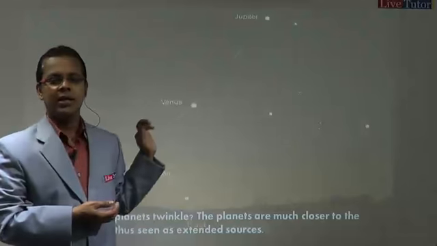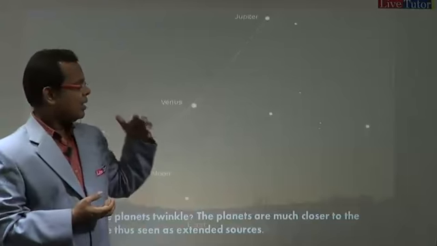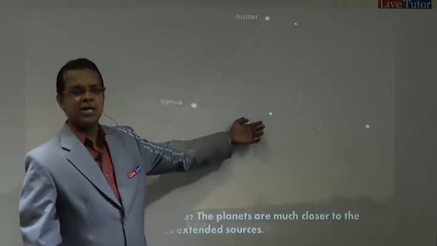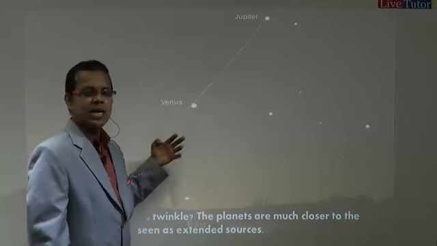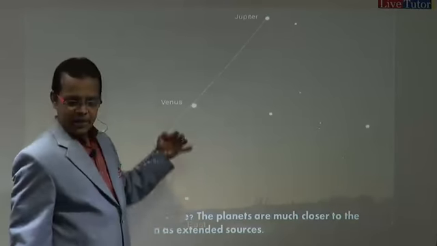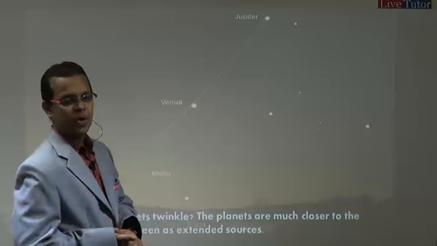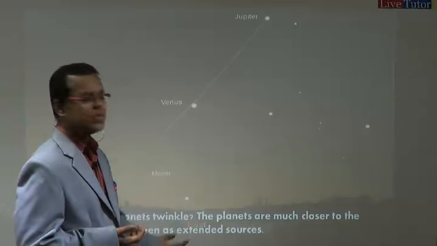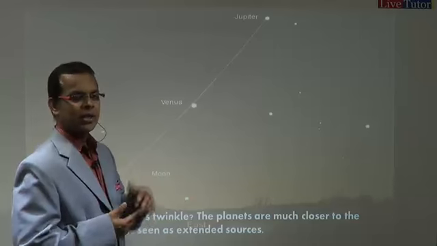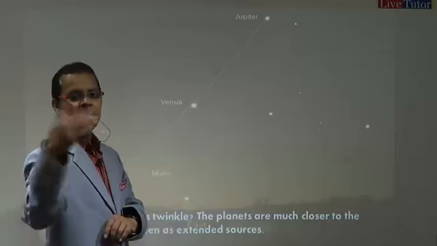But that also becomes a reflecting surface. But why are they not twinkling? That question may be in your mind, right? The answer is that when you compare the distance of the stars with the distance of the planets, the planets are much closer to our Earth. So when they are much closer to Earth, they can be considered as extended sources of light. Actually, we should not use the word sources, because they are only reflecting. But for explanation purposes, we say they can be considered as extended sources when compared to starlight.